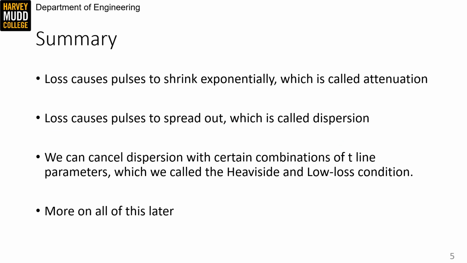So in summary, loss causes pulses to shrink exponentially with distance, and that's called attenuation. Loss also causes pulses to spread out, and that's called dispersion. And we can cancel dispersion with certain combinations of transmission line parameters, which we call the Heaviside and low loss conditions, and more on all of this later with sine waves.